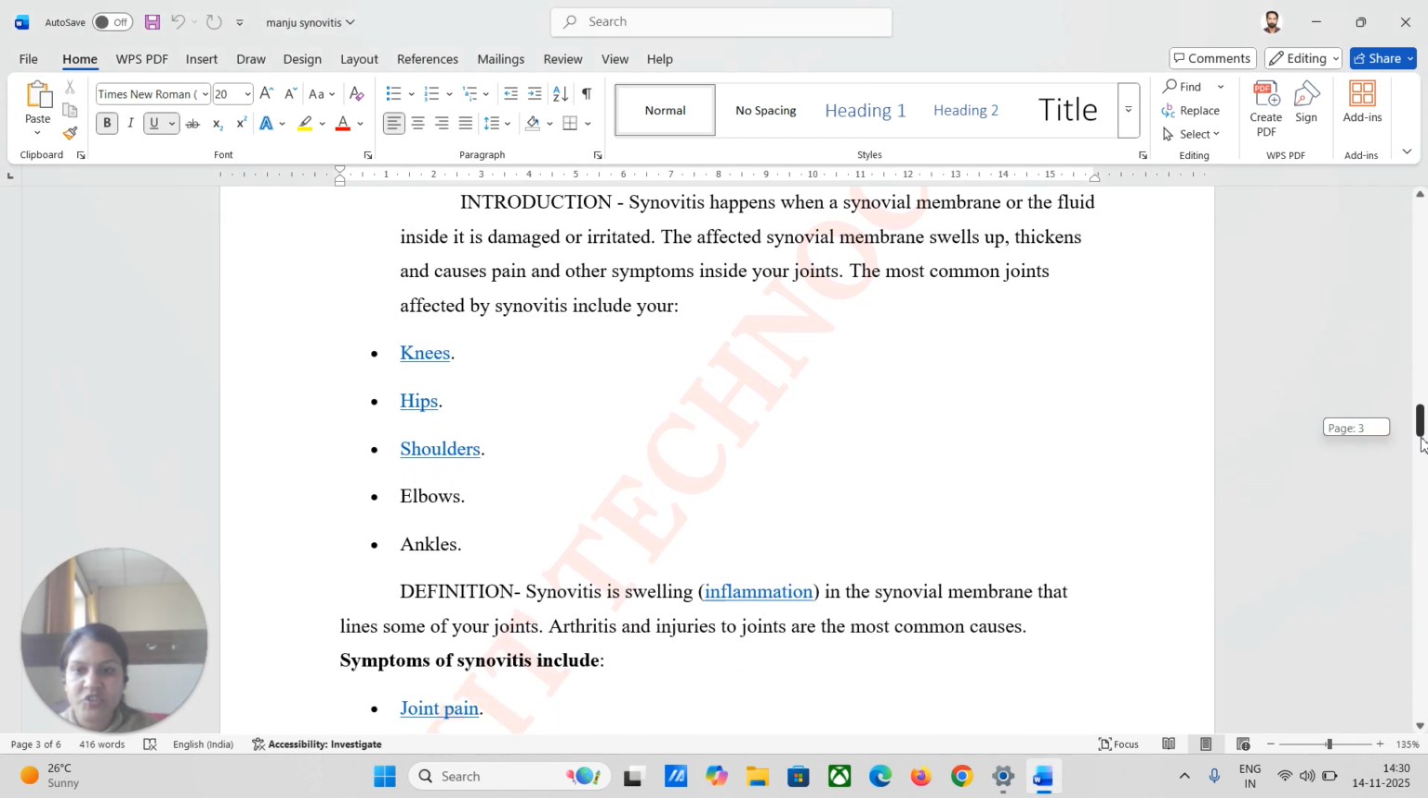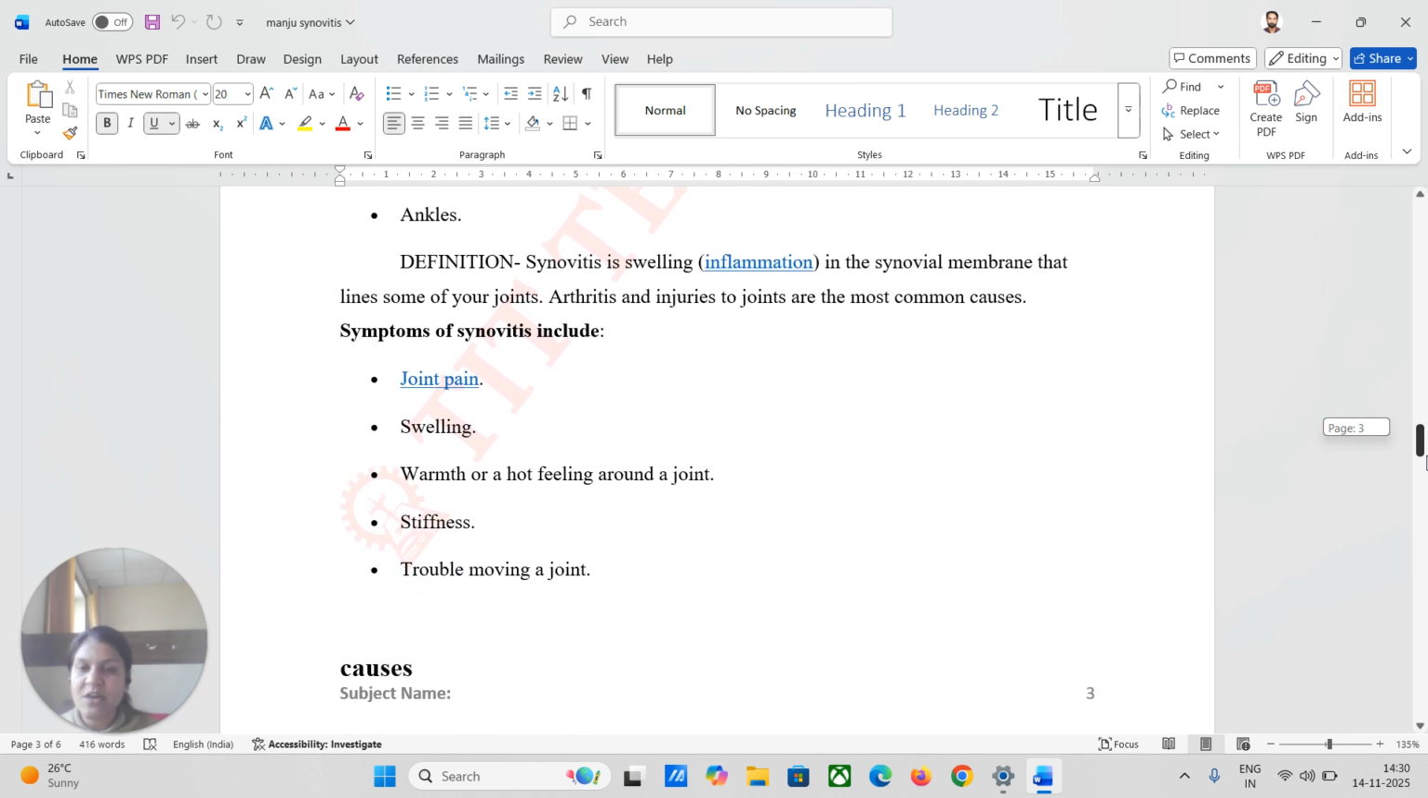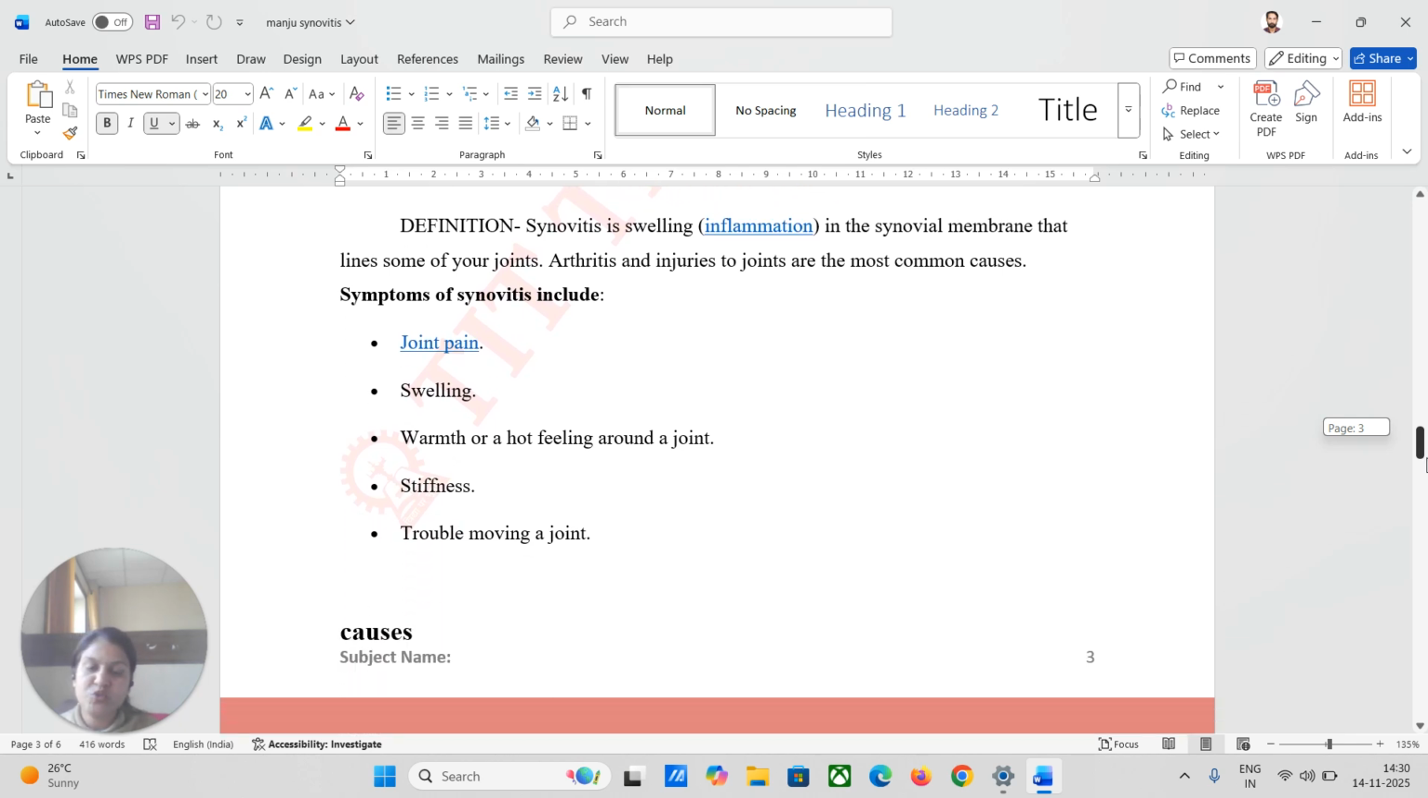Then we discuss the definition. Definition: synovitis is swelling and inflammation in the synovial membrane that lines some of your joints. Arthritis and injury to the joint are the most common causes. Symptoms of synovitis are joint pain, swelling, warmth, stiffness, and trouble moving a joint.